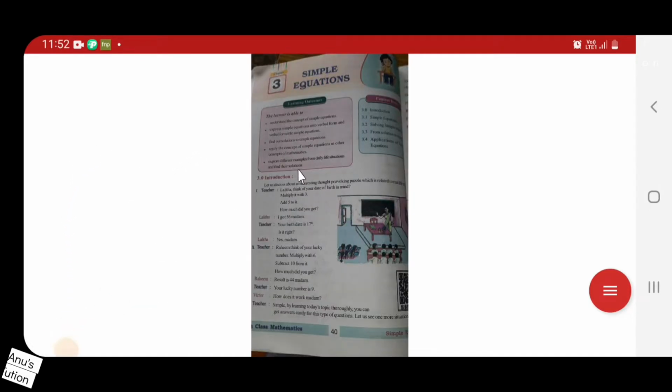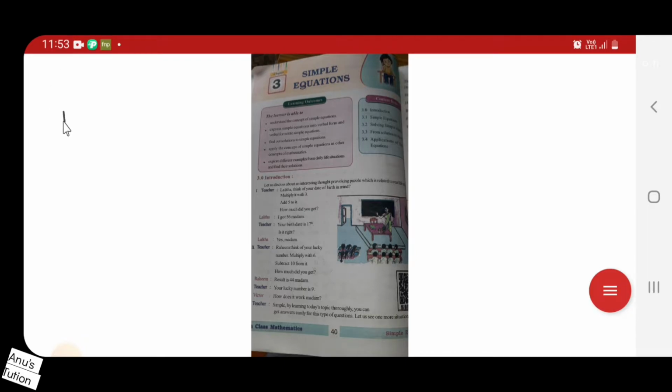See, here is chapter 3, and here are the learning outcomes. The learner is able to understand the concept of simple equations, express simple equations into verbal form and verbal form into simple equations. Next, find out solutions to simple equations. Apply the concept of simple equations in other concepts of mathematics. Explore different examples from daily life situations and find their solutions.